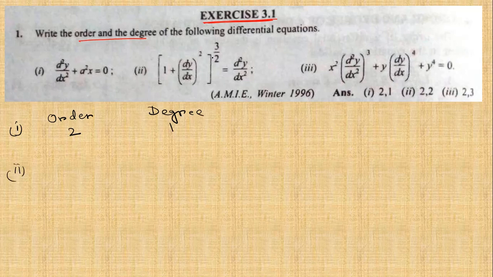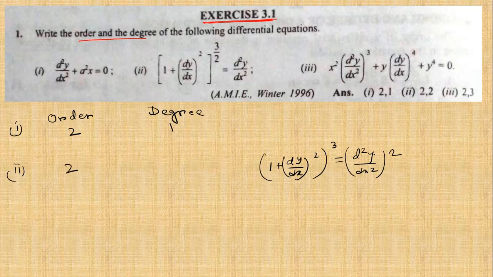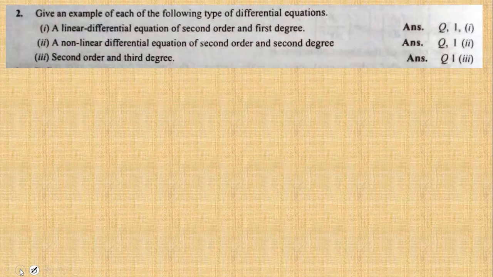Number 2, here we need to rationalize, so we need to square this, so 1 plus dy/dx whole square, that whole cube, equals d2y/dx square, that whole square. So the order will be 2, and the degree will be 2. In this equation, the maximum derivative is second, so the order will be 2 and the power is 3, so the degree will be 3. I think that is clear.